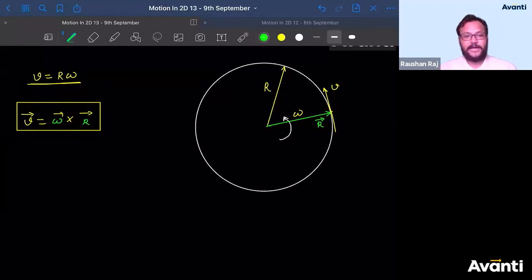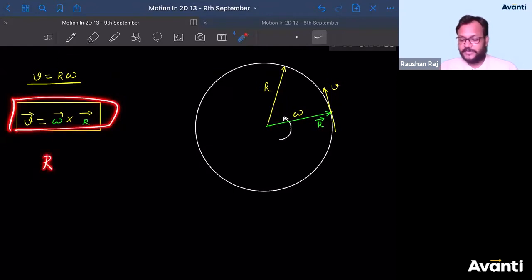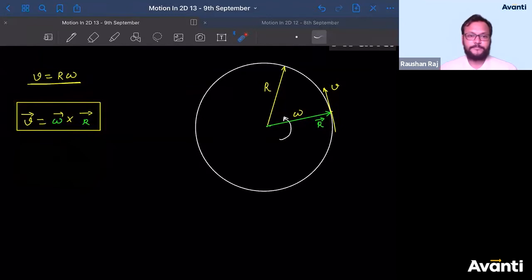Why did I write R into omega? Because every time we remember this form V as R omega. So when we are writing this in vector terms, we have a tendency to write R cross omega only. Then this will give you the wrong answer. Now try to verify the direction here. Omega cross R. What is omega? Upward. Where is the R vector? R is towards this. So the palm should be facing towards R.